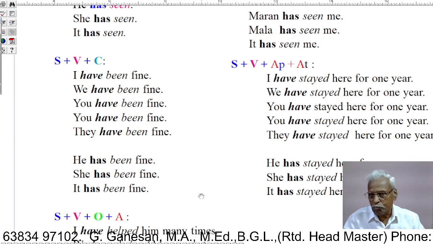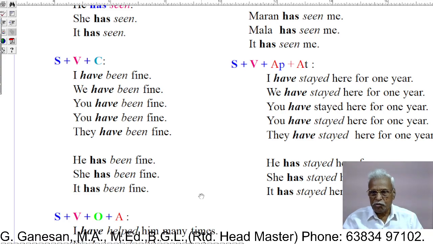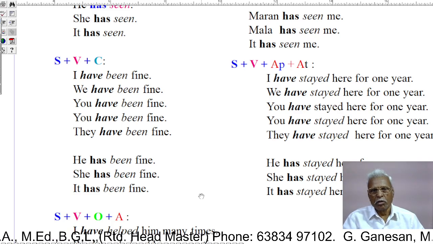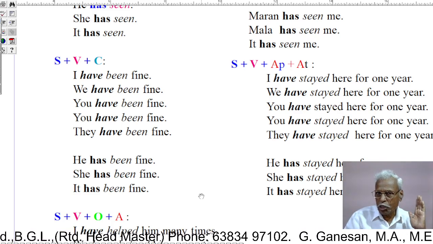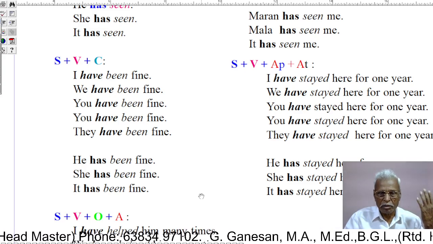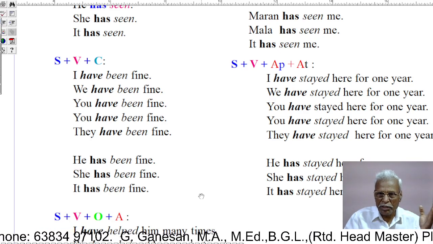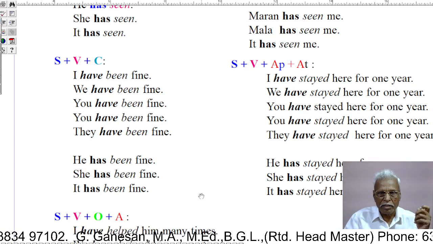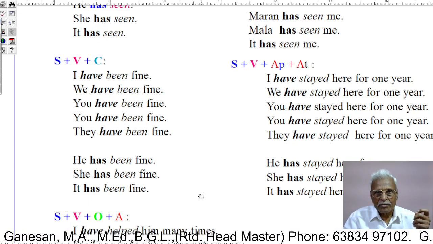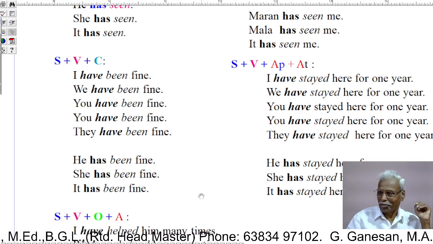SVAPAT, that means subject, verb, adverb of place and adverb of time. I have stayed here for 1 year. For 1 year, I have stayed here. For example, from January 22 to December 22, for 1 year. I have stayed here for 1 year. I have stayed here. For 1 year, since January 22. And so you can say like that.